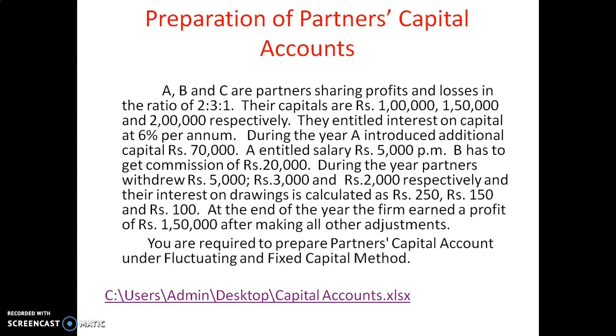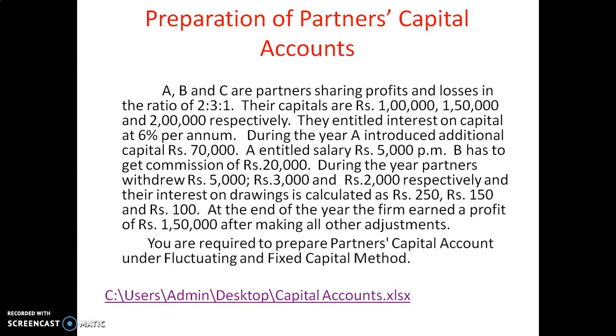During the year, A introduced additional capital of rupees 70,000. The balance of capital which was given was the opening balance. Then additional capital introduced by A is 70,000. Then A is entitled to a salary of rupees 5,000 per month, and B is to get a commission of rupees 20,000.